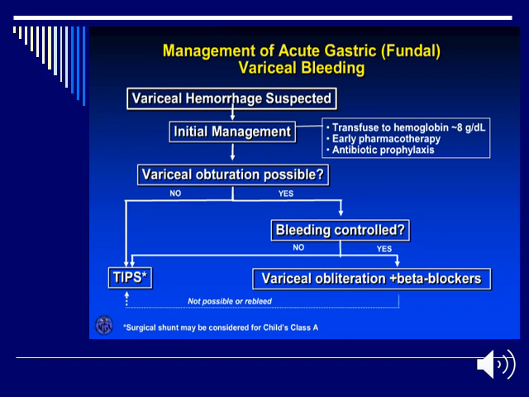Initial management is transfusion to hemoglobin around 8, not more, because over transfusion will cause bleeding. Early pharmacotherapy, and then antibiotic prophylaxis for any GI bleeding, because it will actually improve survival and decrease mortality. If variceal obliteration by tissue adhesive is possible and bleeding is controlled, then you continue the patient on beta blockers. But if it is not possible, you will go for TIPS or shunt.